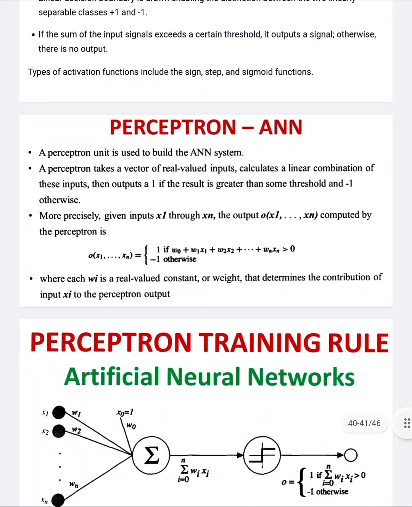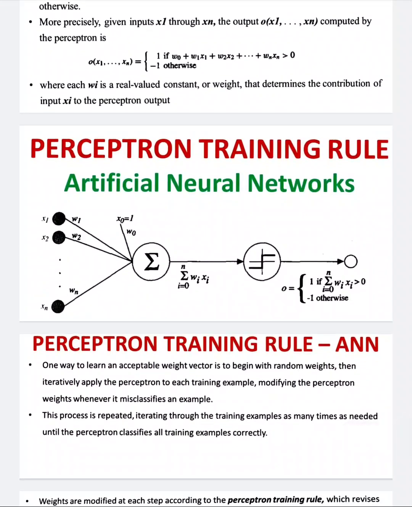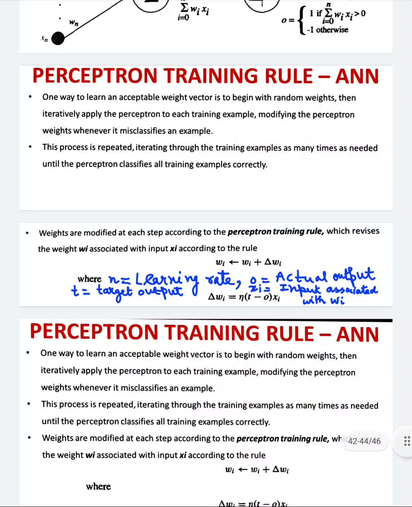Let's start with the perceptron training rule. A perceptron is a unit built in an ANN. It takes a real valued vector with inputs x1 to xn, and the output is computed by the perceptron. The perceptron output is 1 if w0 plus w1 x1 plus w2 x2, and so on, is greater than 0. Otherwise it will be considered -1. Here each wi is a real valued constant, or weight, that determines the contribution of the input xi to the perceptron output. Now we will apply the perceptron training rule in ANN in the next video.